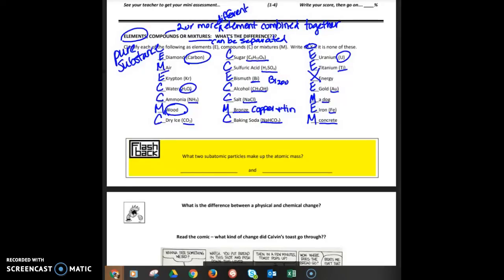So again, flashback, what two subatomic particles? Anytime we see subatomic particles, our choices are either protons, electrons, or neutrons. That is it. So we're looking for two that make up the mass. The only ones that have any sort of mass are going to be our protons and our neutrons, and each of those have a mass of 1 AMU each.